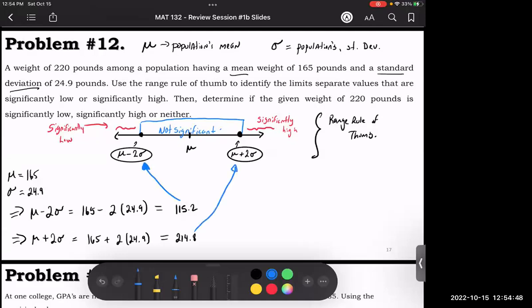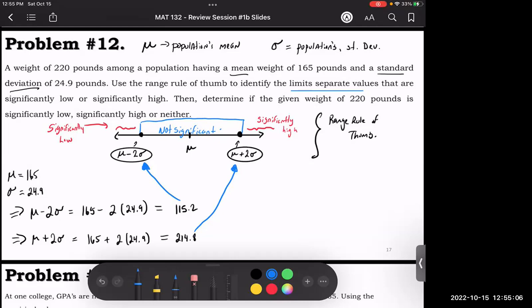So those are your 2 limits. That answers the first question: identify the limits separating the significantly low or significantly high values. It's going to be the range of 115.2 to 214.8.